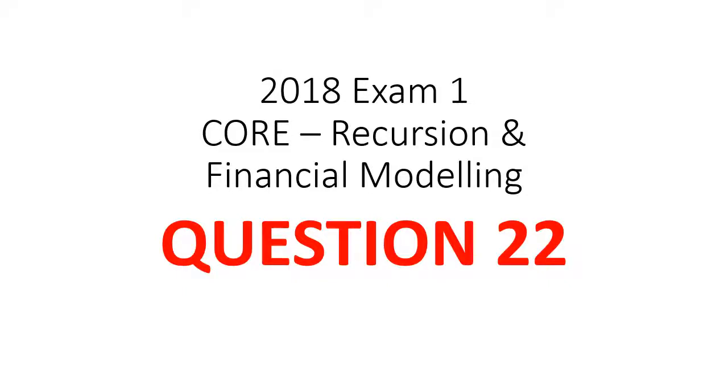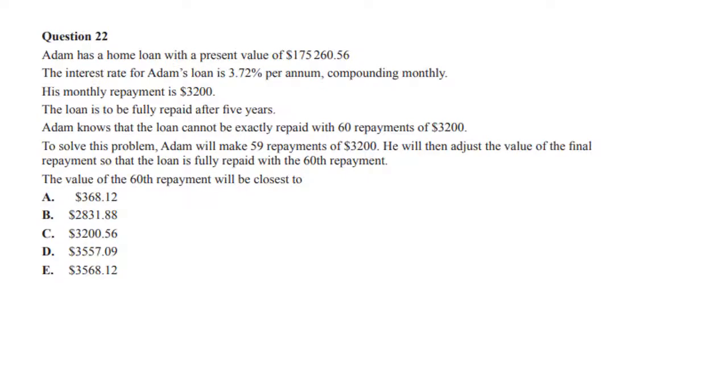2018 Exam 1 Core Recursion and Financial Modeling, Question 22. Now, I'd like to address this question because the vast majority fell for a trick on this one, and there's a lot of myths about how to solve this one. So let me show you the correct way to do this by first showing you the wrong way to do this and why they love to do a question like this, because they catch people every time with this.